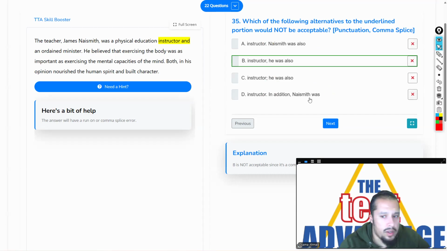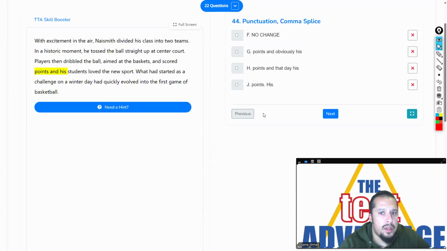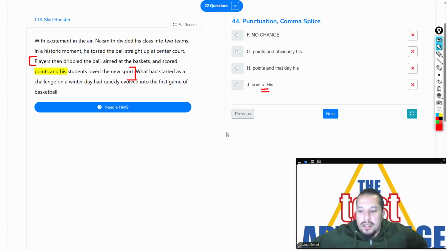Okay, let's try another one. Number 30 and number 44. Look at this sentence. How many independent ideas are in this sentence? Before we solve, I know the punctuation, because there's an answer with punctuation. Since they give me an answer with punctuation, that means we can't put a comma between two independent ideas, Mr. Malik.